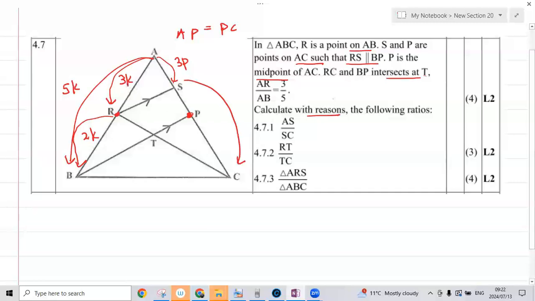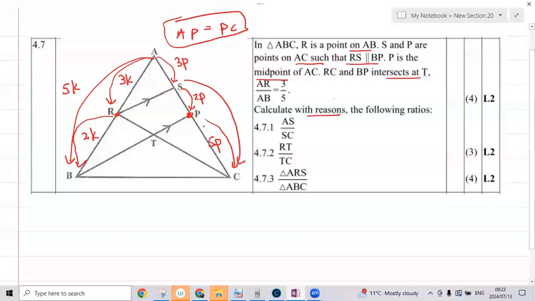So if that's 3K, now we can call that 3P. And if that's 2K, we can now call that 2P. So we got 3P and we got 2P there. Now don't forget that they told us that P is the midpoint of AC. So if that's the case, what does it mean? 3P plus 2P, so that means PC is now going to equal 5P, okay? So we can call that 5P if we want to. So we got PC equals 5P.